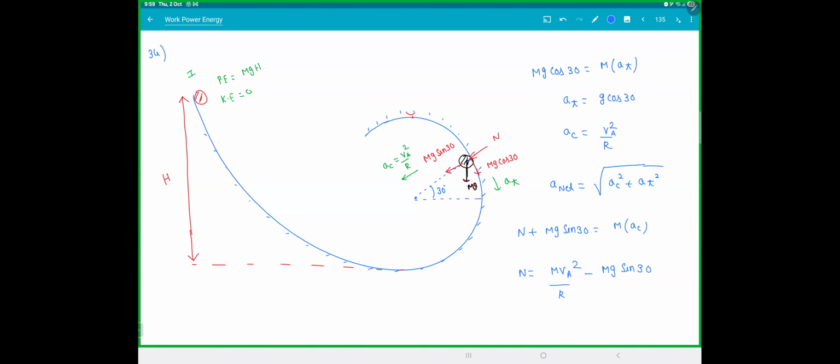This is my state 1 and this will be my state 2. What will be this height? This height will be r, and since this is 30 degrees, this height will be r sine 30, which is r by 2. State 1 and state 2. In state 2, my potential energy is mg 3r by 2. Kinetic energy, half m vA square. Initial is equal to final.